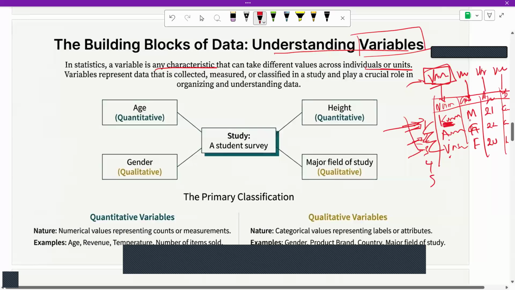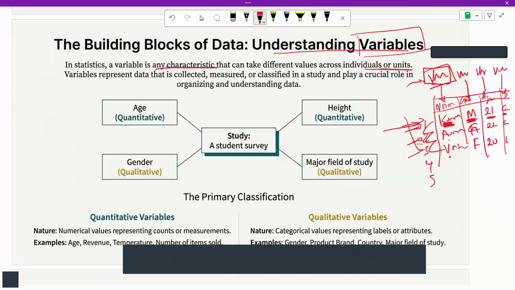Kumar's record describes that he's male and he's 21 years old. He's coming from Colombo district. It describes him, right? So in statistics, a variable is any characteristic that can take different values across individual units.